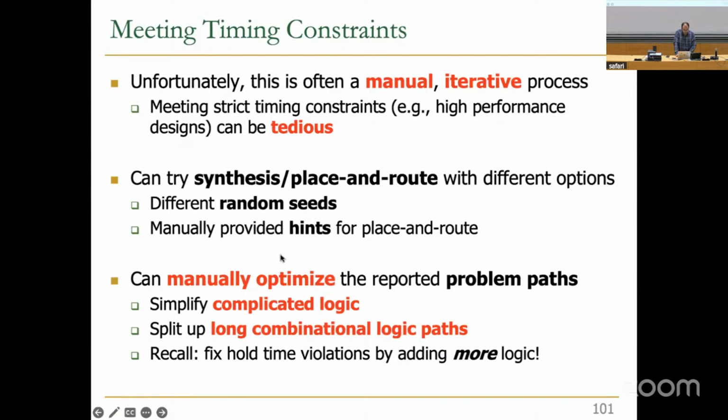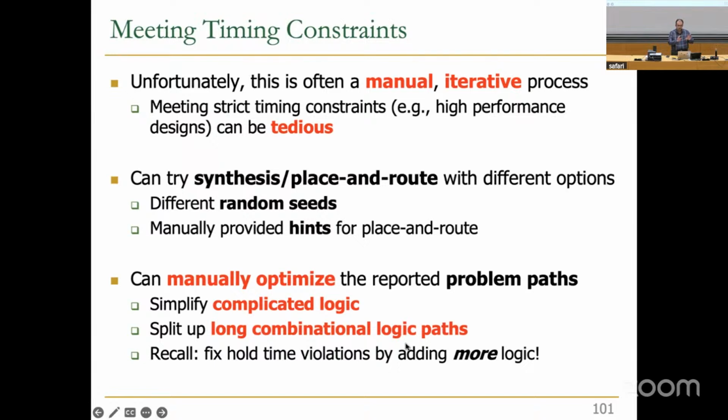You can also manually optimize the reported problem paths. You can simplify complicated logic. You can split up long combinational logic paths. For example, if you have several Mealy machines and you're connecting all of them, you have a very, very long combinational circuit, and that can affect your timing. So you may decide to use a Moore machine, and that can fix a lot of problems. So splitting long combinational logic paths is one way.